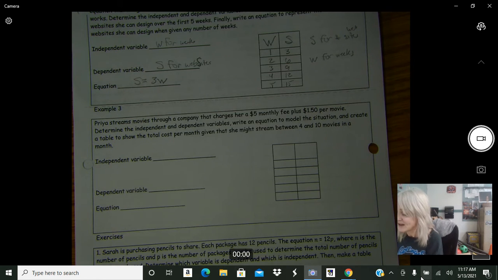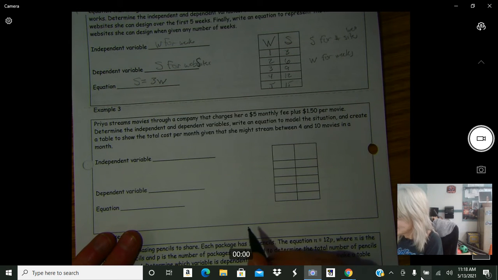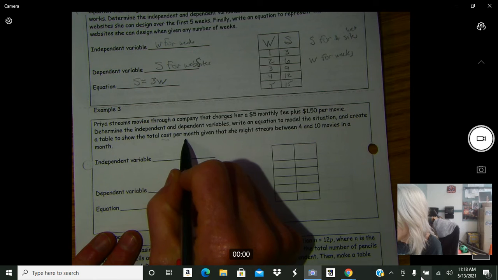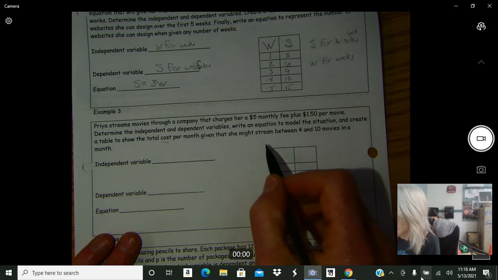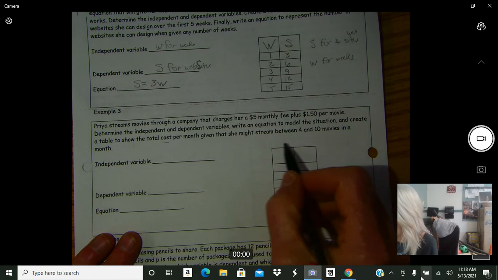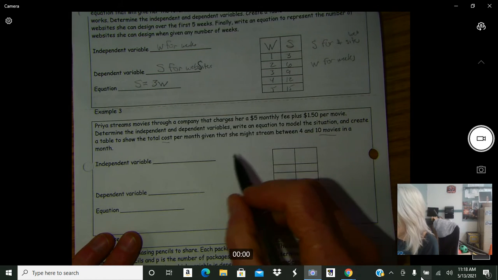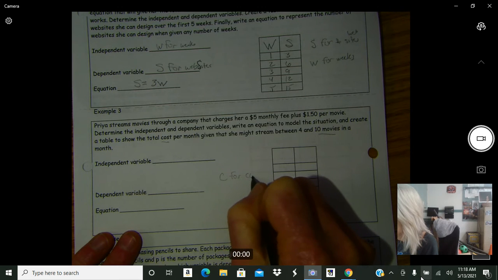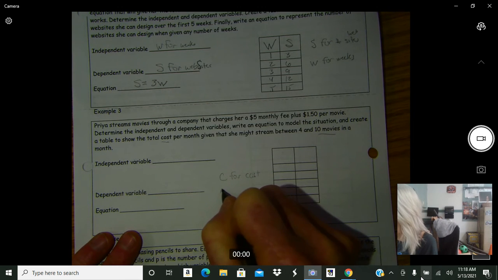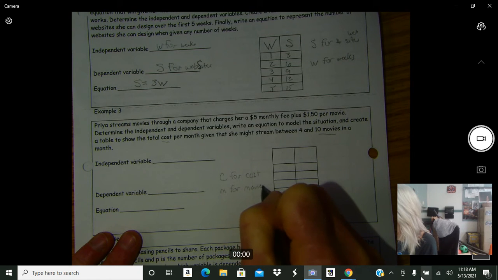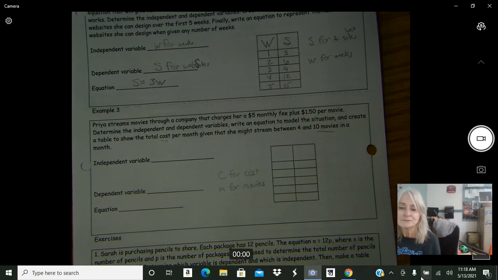So again, I like to think of my variables. When I look at it, it says cost per month, and the amount of movies. So I can use C for cost, and M for movie or movies.